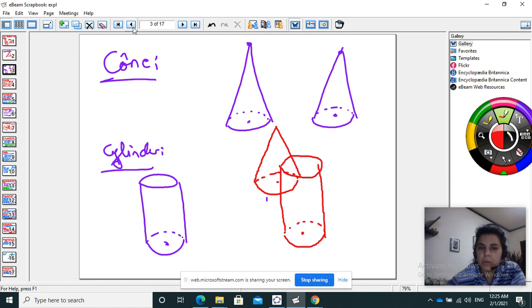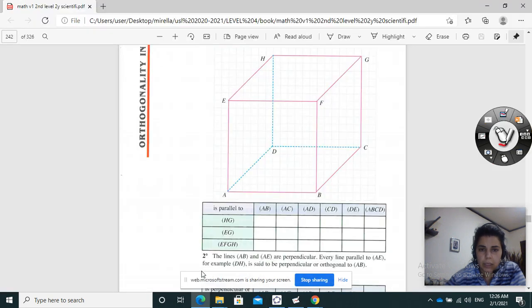We're gonna do it. It's very important to know the difference between orthogonal and perpendicular. You'll see why. So I will go to the book. I'm gonna do the activity, page 242. This is my cube. You can see it, and we have a name. I can name the cube A, B, C, D, E.